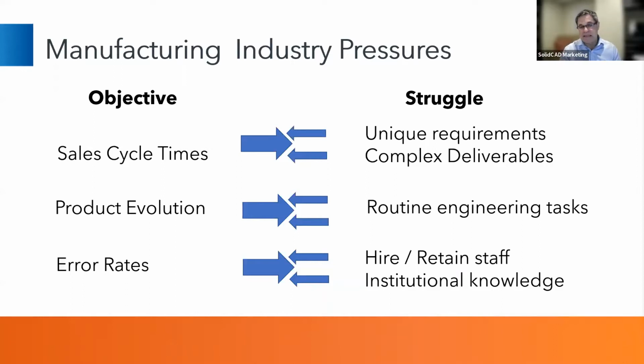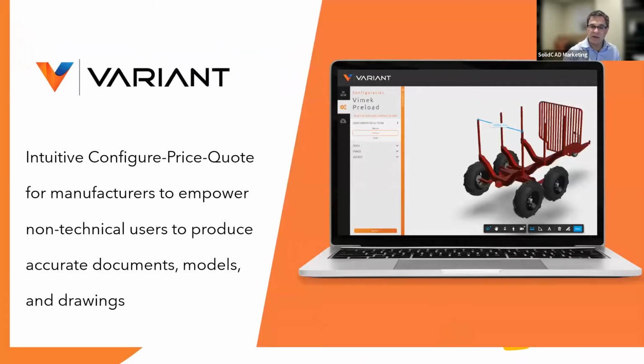In summary, organizations are under constant pressure to do more with less, which is what brought us to introduce Variant. And Variant, hopefully you know, is an intuitive CPQ, configure price quote tool for manufacturers to enable non-technical users like the sales team, the dealer network, and even end customers, to configure products on their own. And that really helps to address all the challenges that we just spoke of.